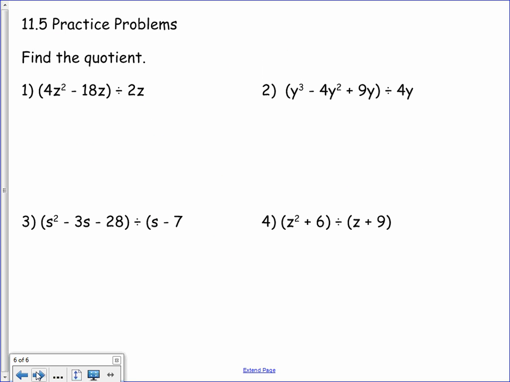Please make sure you write down any questions that you have about dividing polynomials. The first two are a polynomial by a monomial, so you're just dividing each term by the monomial. The second two, 3 and 4, you're using long division. Remember, if you have a remainder, you write the quotient plus the remainder divided by the divisor.